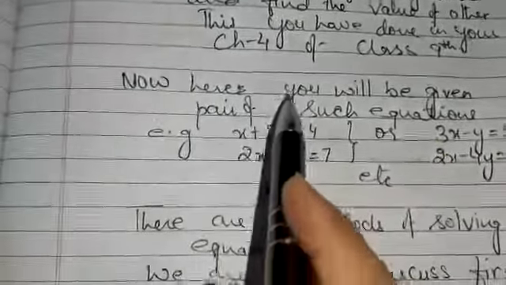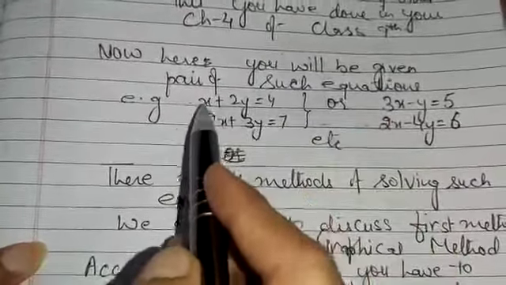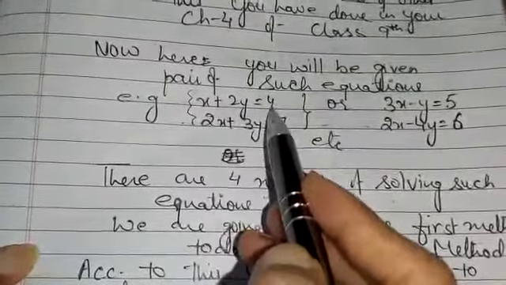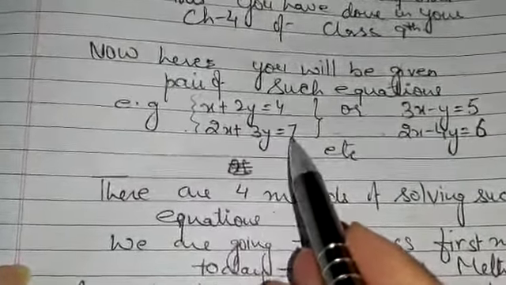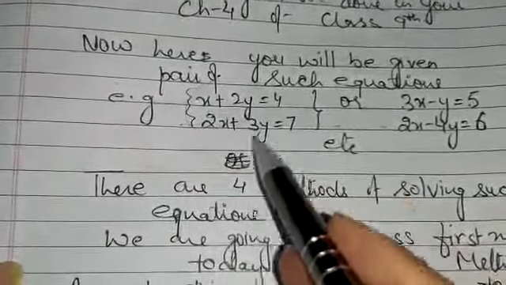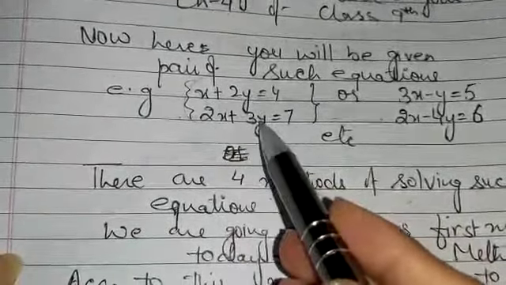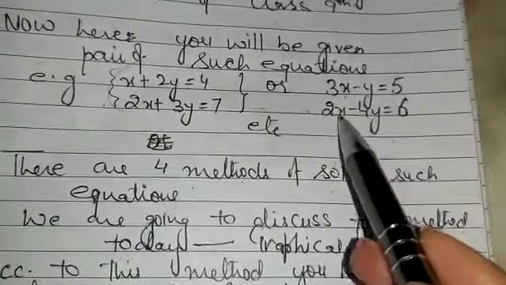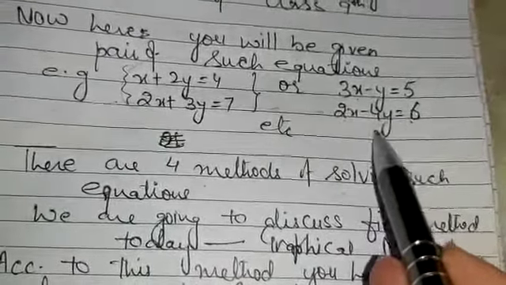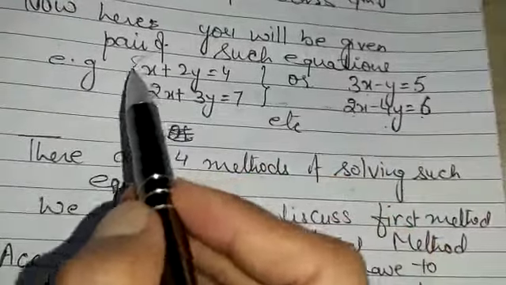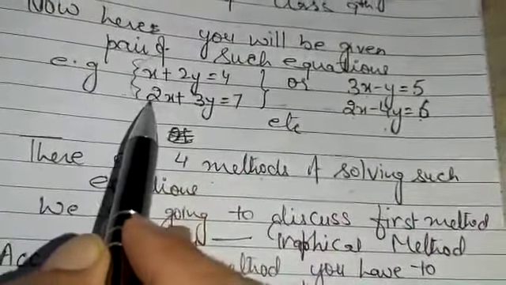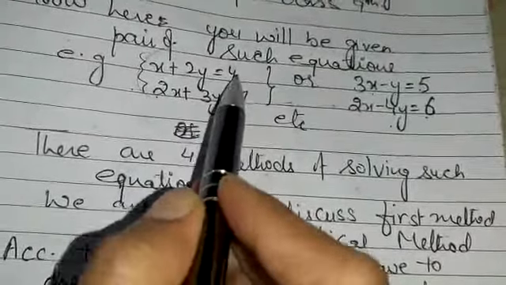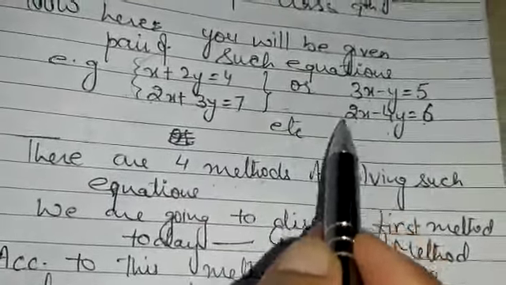Now here what we are doing is, we are given two equations, a pair. Like x plus 2y is equal to 4, 2x plus 3y is equal to 7. This is a pair of linear equations in two variables. Similarly I have given one more example, 3x minus y is equal to 5, 2x minus 4y is equal to 6. Now note one thing, here a1 is 1, a2 is 2, b1 is 2, b2 is 3, c1 is 4, c2 is 7. Similarly here you can see.